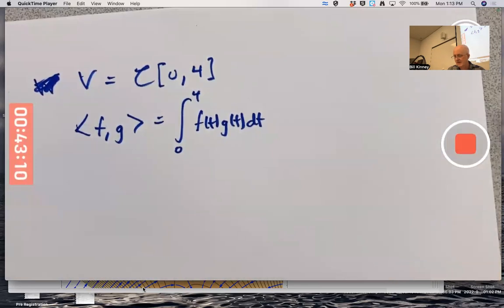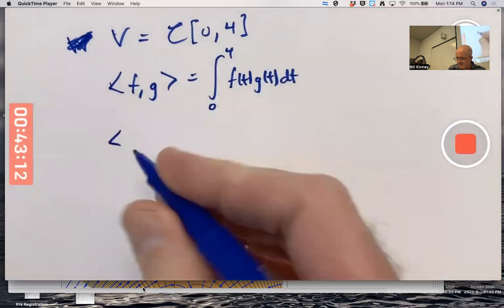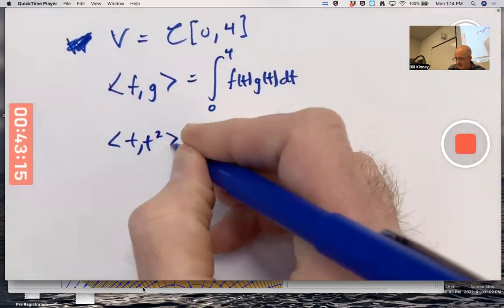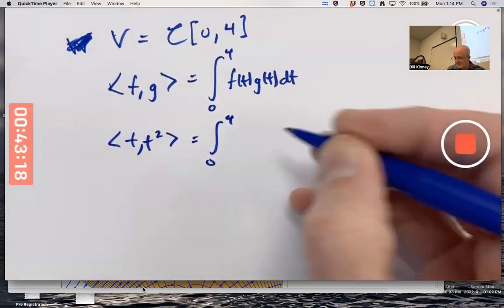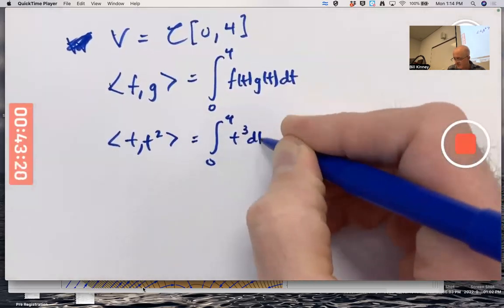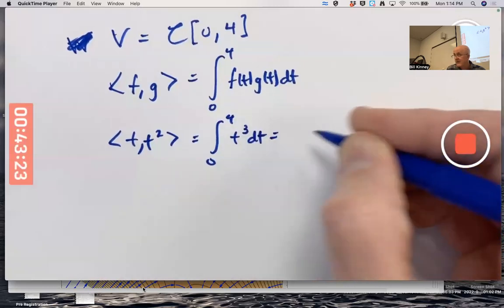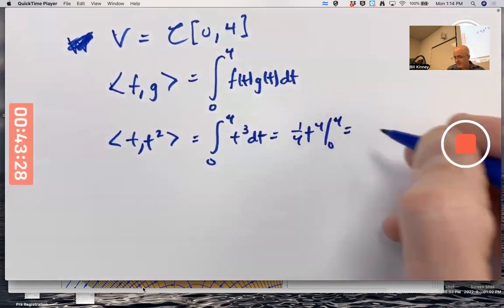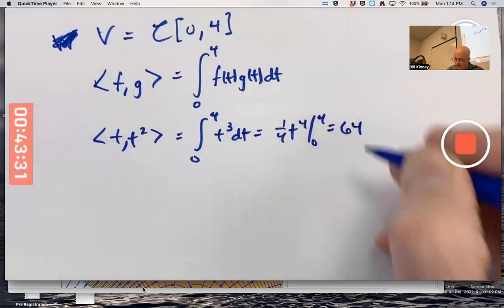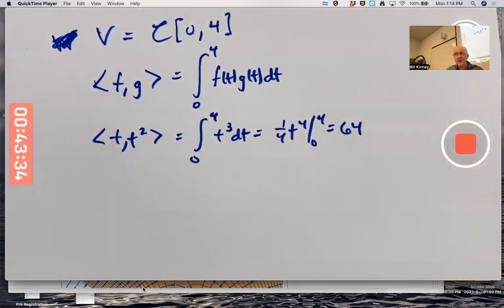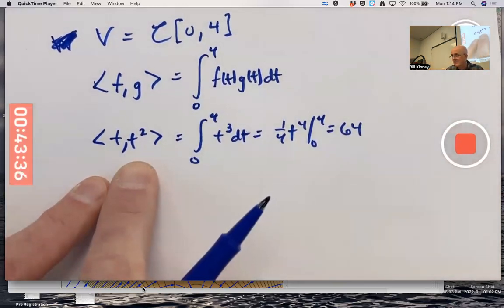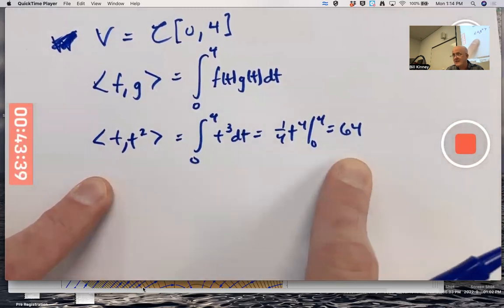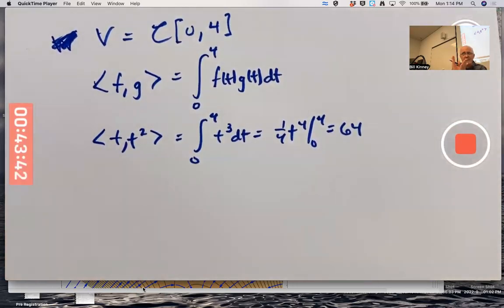Yeah, what's the inner product of, say, t and t squared? You could compute it. Integrate the product of those things, t times t squared is t cubed. Do this integral, you're not going to get 0. 1/4 t to the 4th from 0 to 4, you're going to end up with 4 to the 3rd. In the end here, you're going to end up with 64. Not 0, these are not orthogonal in this inner product space. Positive, the angle between them is less than 90 degrees, maybe. I'm not going to try to draw it.